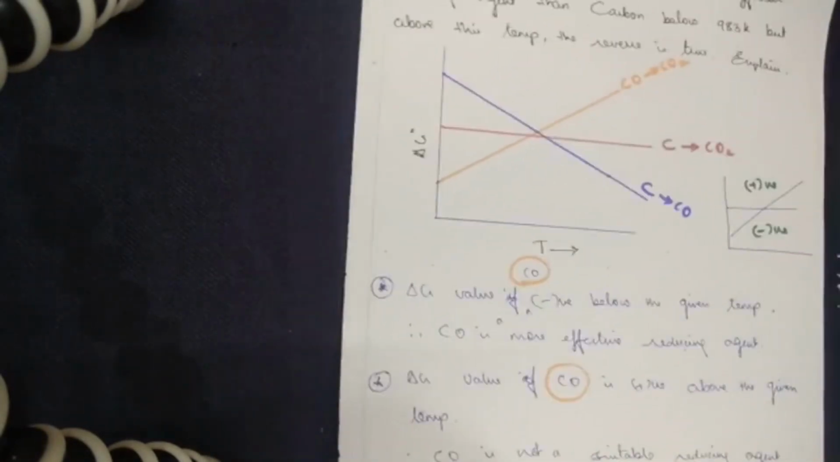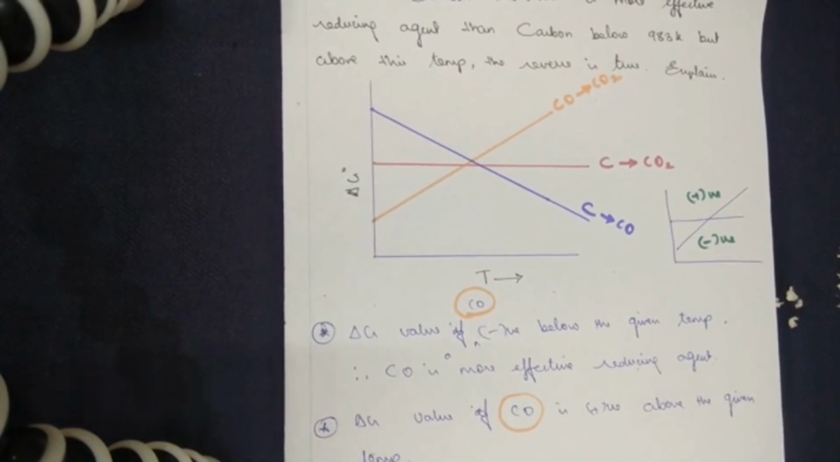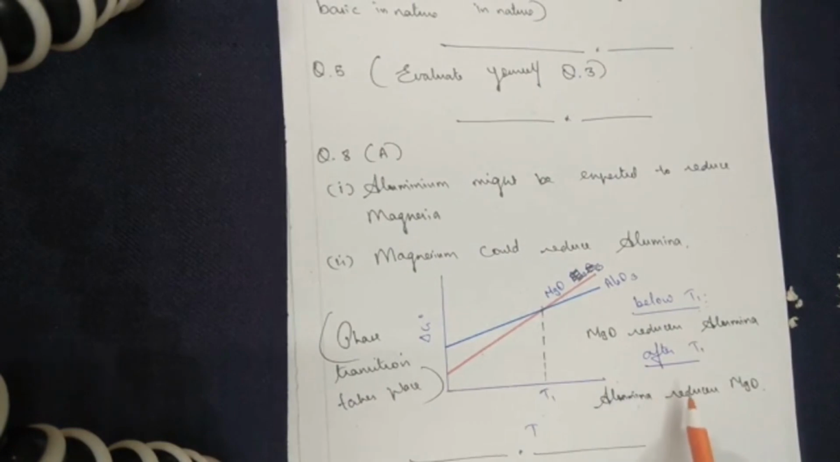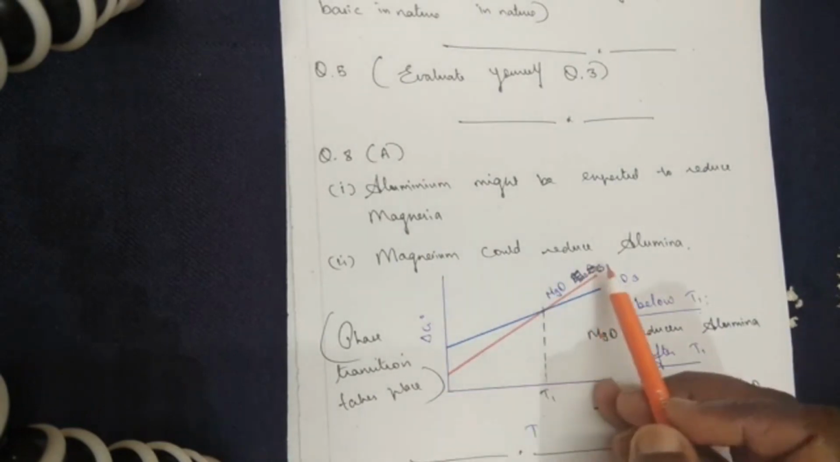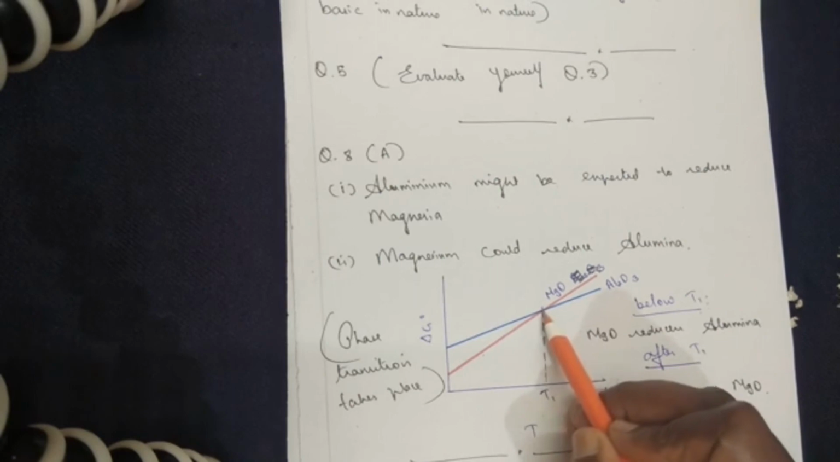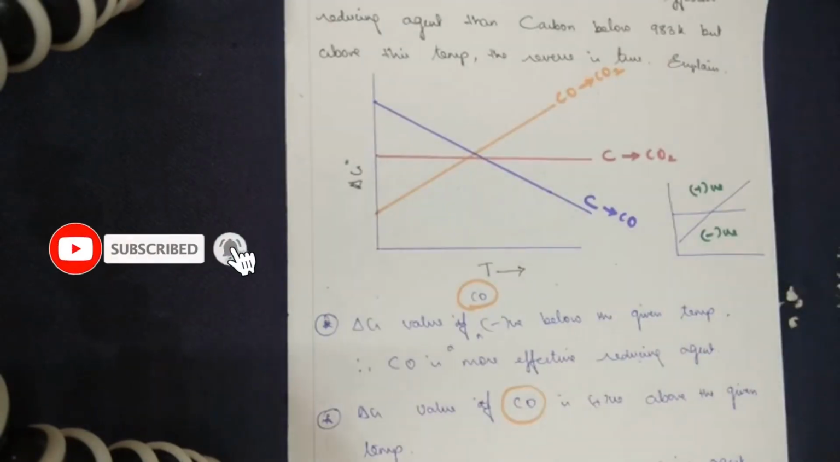Now we will move on to question number 8. There are 3 divisions for you all. The first 2 divisions have the same answer. Alumina might be expected to reduce magnesia because here magnesium oxide reduces alumina. Magnesia could reduce alumina because alumina reduces magnesium oxide. Only remember the temperature before the intersection and after the intersection.